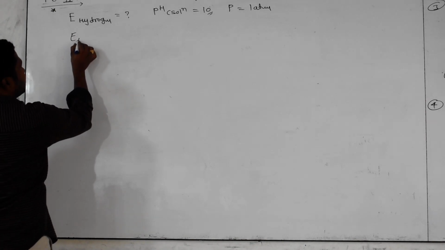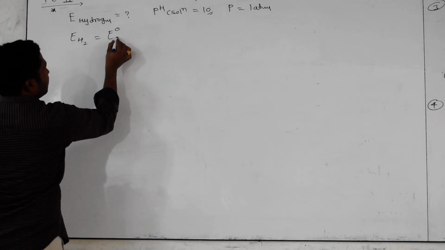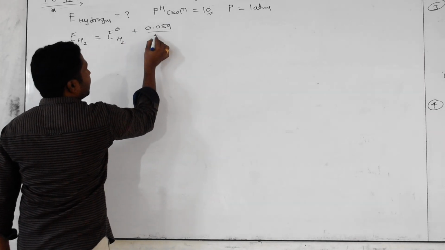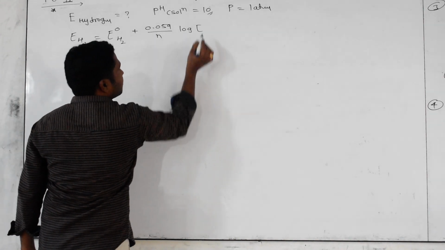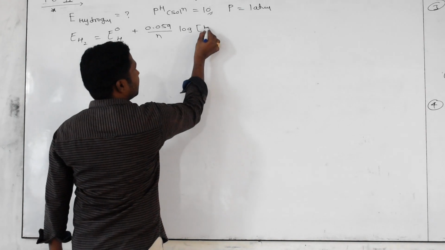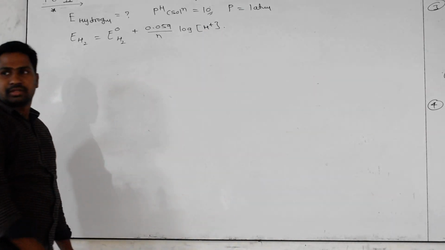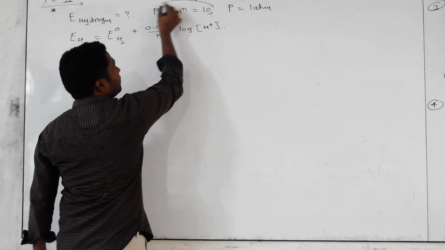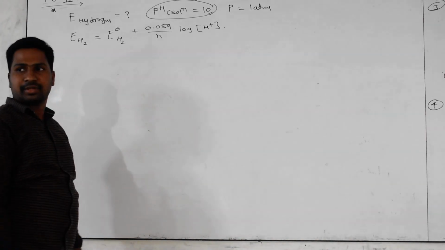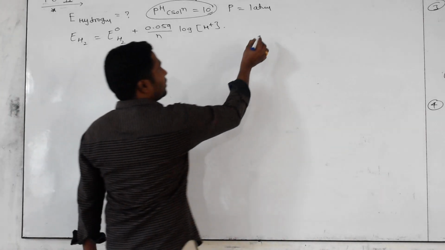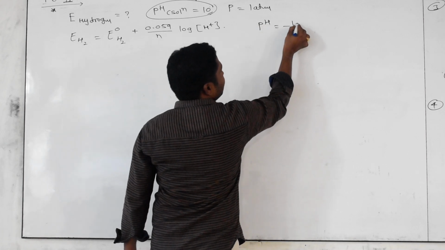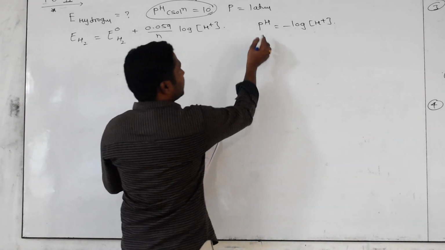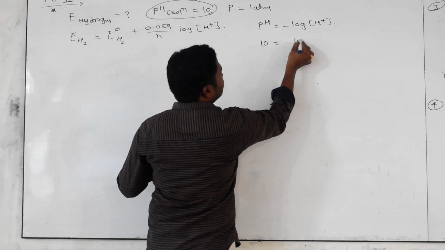Electrode potential of hydrogen is equal to the standard electrode potential of hydrogen plus 0.059 by N into log of concentration of metal ions. Metal ions is nothing but the H plus ions here. But directly do we have the H plus ion concentration? No. We have the pH value. How can you get from pH to H plus ion concentration? What is the formula for pH? pH is equal to the negative logarithm of the concentration of which particle? H plus ion particles. So pH is already given, 10, is equal to minus log H plus ion concentration.